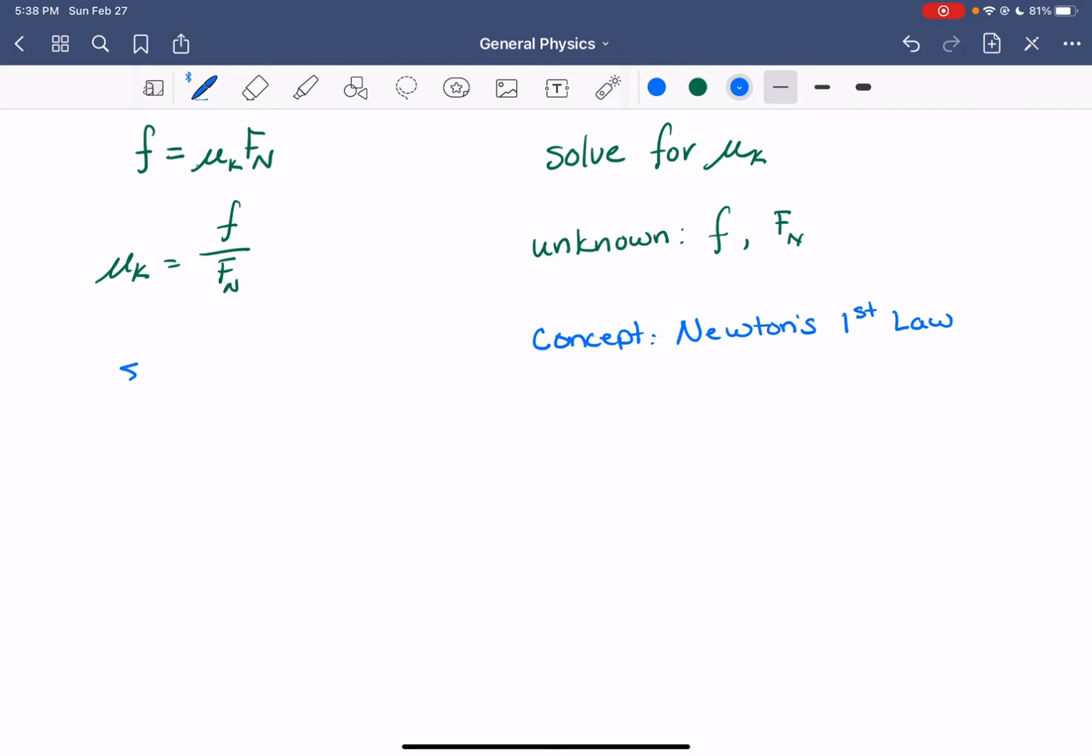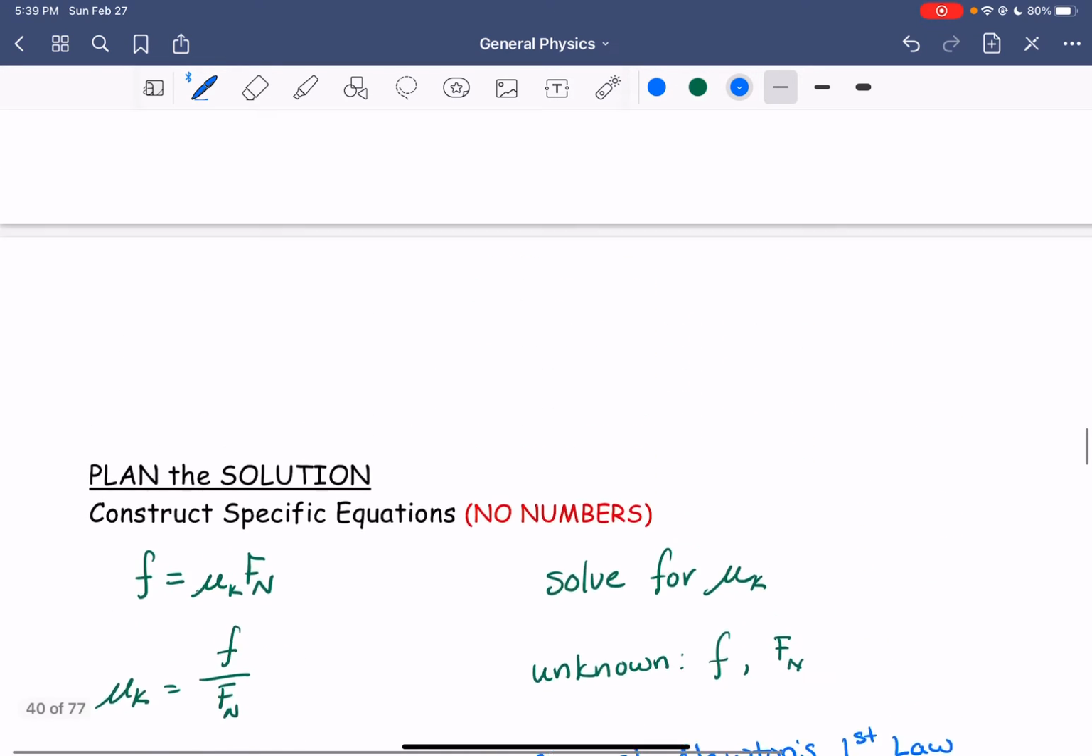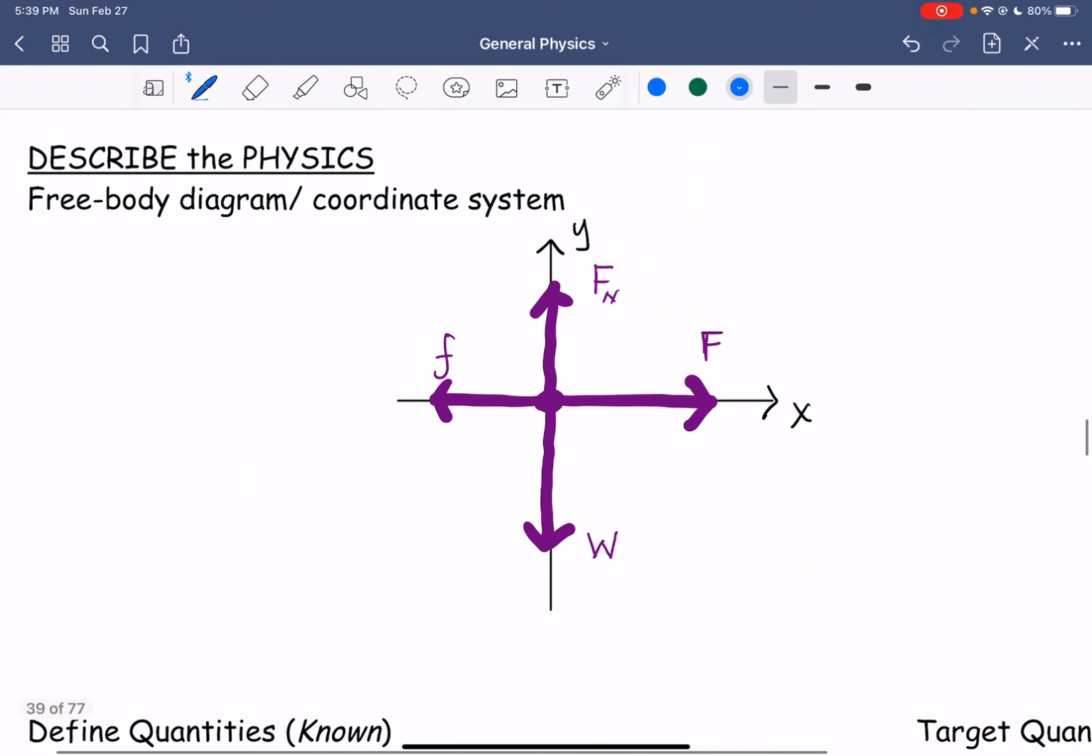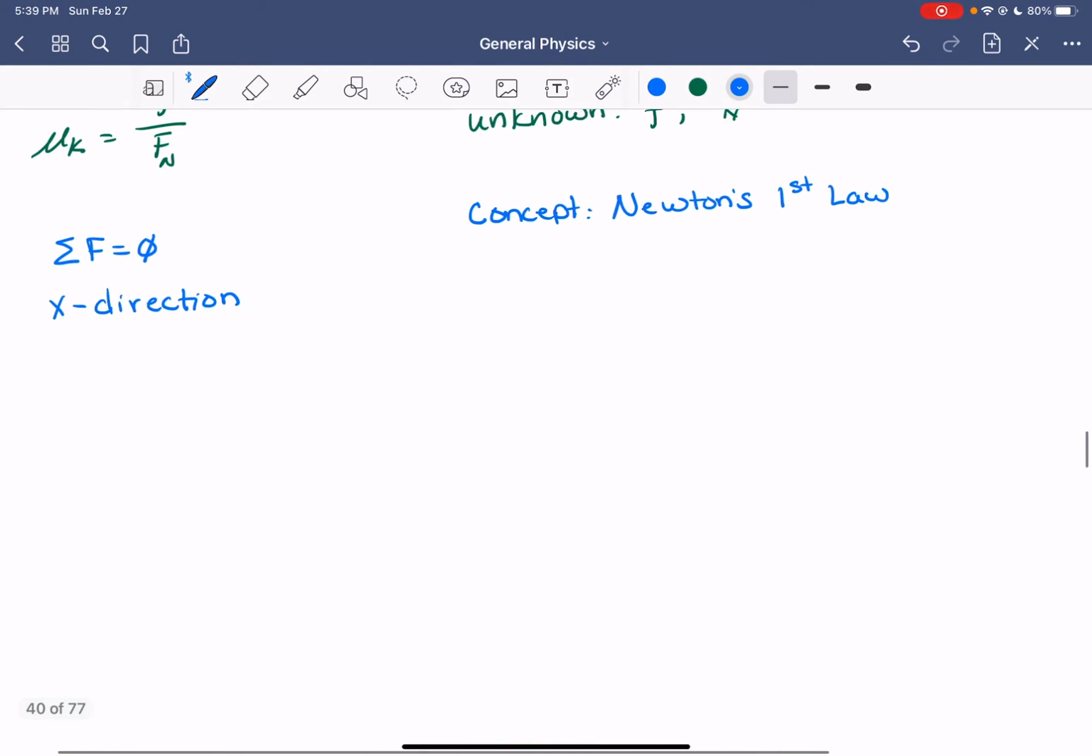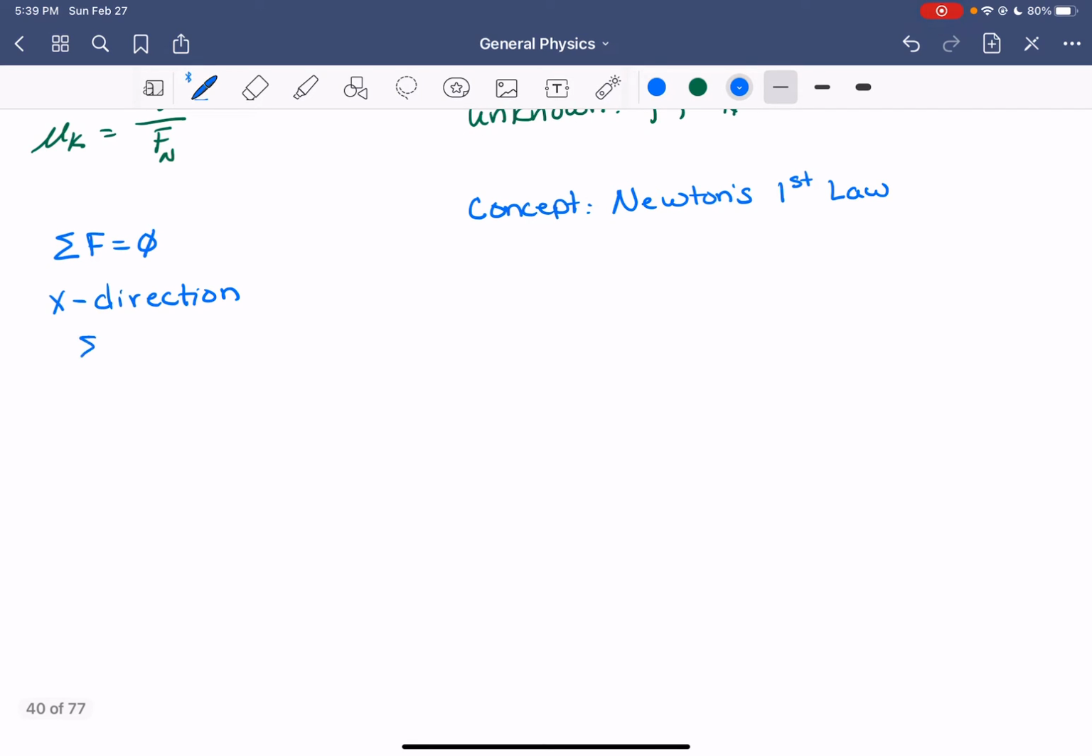Newton's first law says that the sum of the forces will equal 0. So I'm going to first sum all the forces in the x direction. Going back and looking at my free body diagram, I noticed that the only forces I have in the x direction are the applied force and the frictional force. So the sum of the forces in the x direction is going to be equal to the applied force minus the frictional force, which will equal 0.